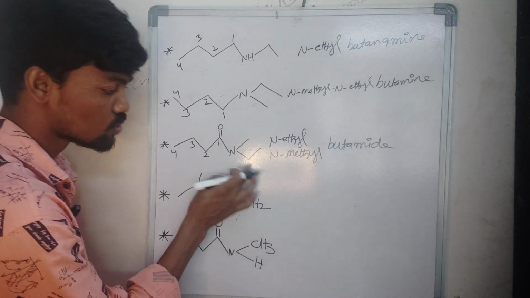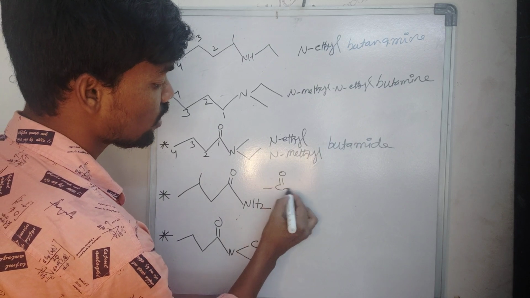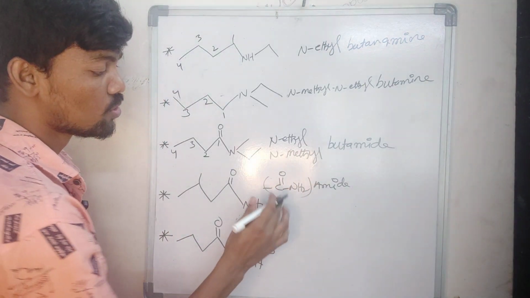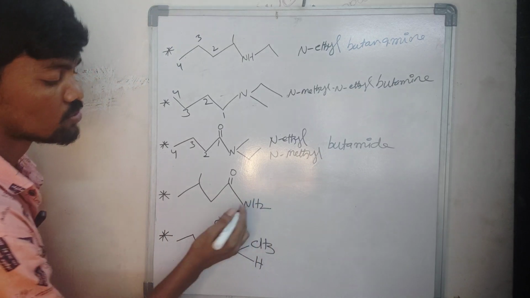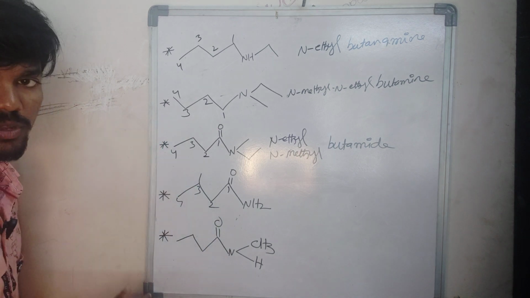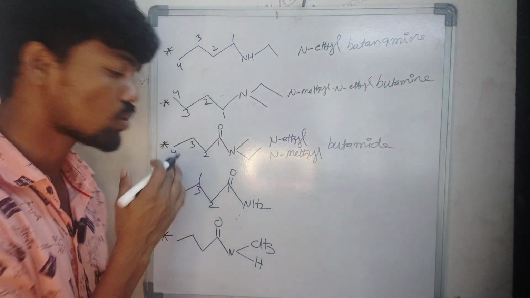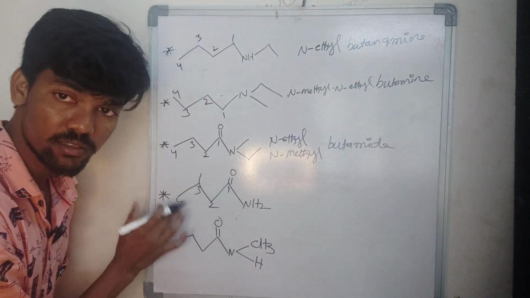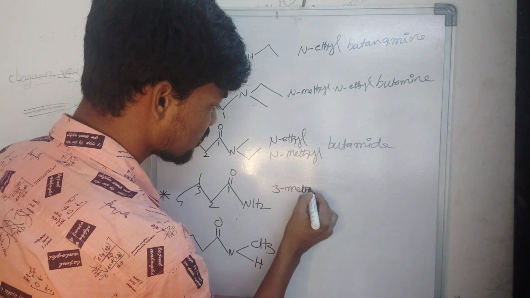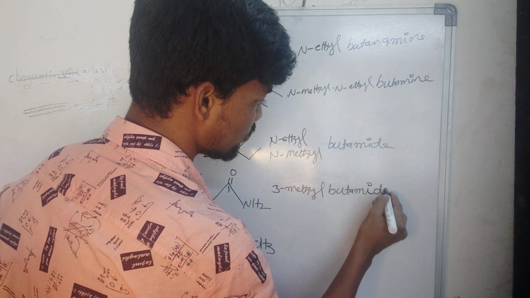Coming to this point, this is also an amide group. It is CONH2, that is C double bond O, NH2. This is an amide group. The carbon in the functional group gets the number, so we number it 1, 2, 3, 4. At the N position we don't have any substituent, so leave it. But at the third position from this side, we have a methyl group. So we take 3-methyl butanamide. Butanamide you have to take.